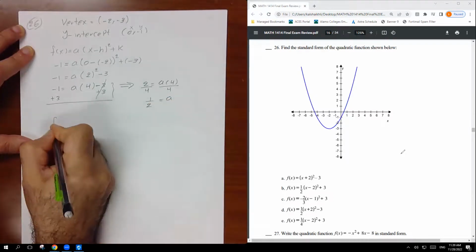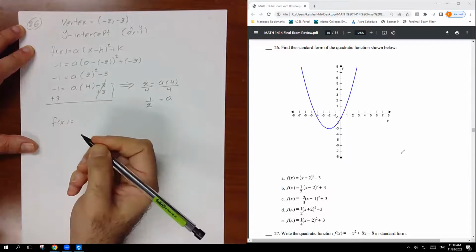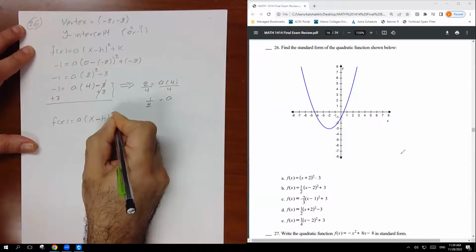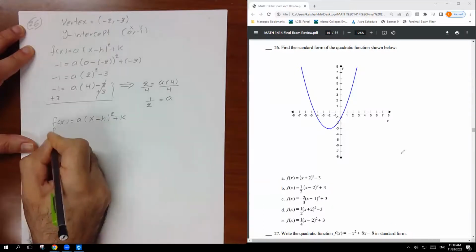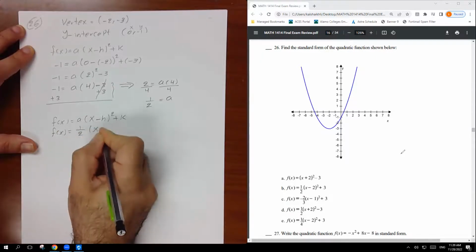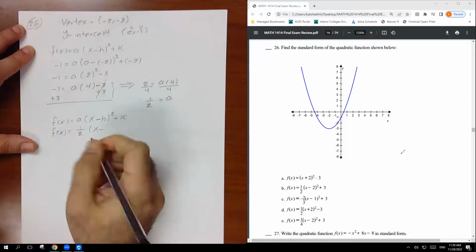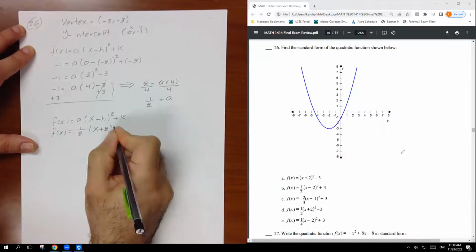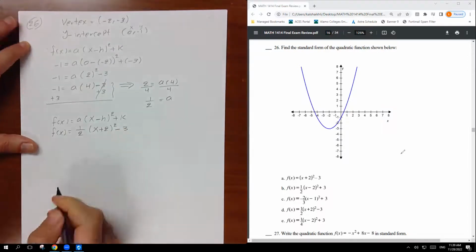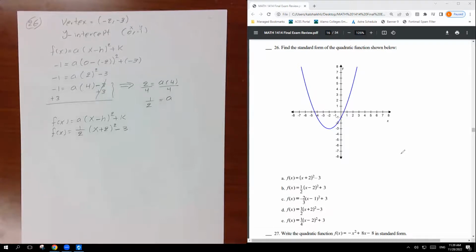Now our function in the standard form is going to be f of x equal a x minus h squared plus k. That's mean f of x or y, it doesn't matter, equal a is half x minus h, which is -2, so it will be +2 squared plus k, but it's -3, so it will be -3. So here's our function, which is exactly like D. So we're going to choose D.